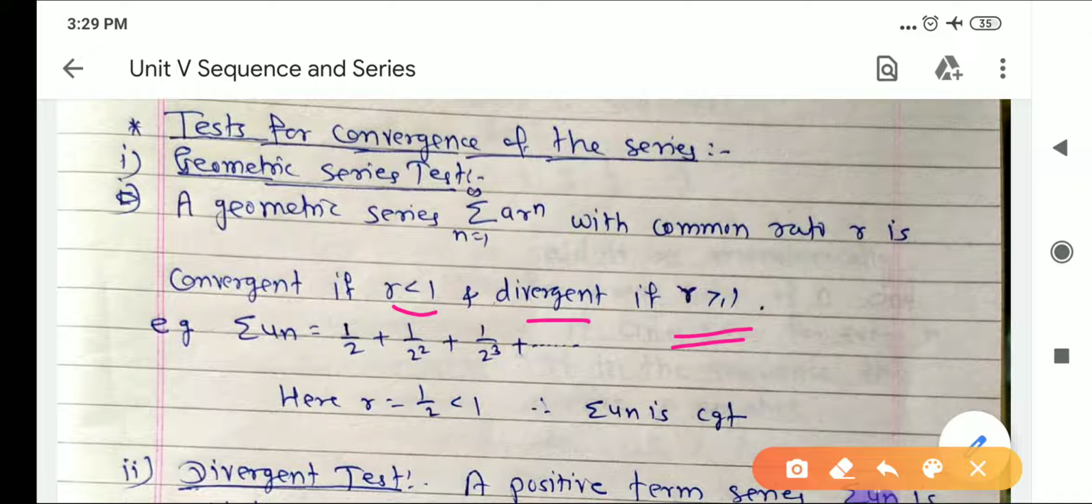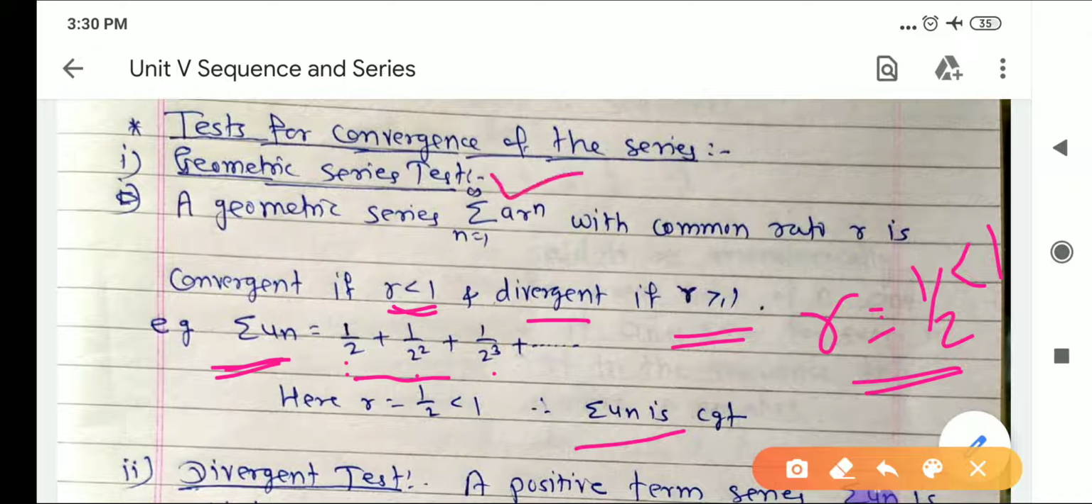For example, the series un equal to 1 by 2 plus 1 by 2 square plus 1 by 2 cube plus and so on. This is a geometric series, yes or no? In each term 1 by 2 is present, so 1 by 2 is the common ratio here. What is the value of r? r equals 1 by 2, and is 1 by 2 less than 1 or greater than 1? 1 by 2 means 0.5, which is less than 1. So the common ratio is less than 1. Therefore, the series un is convergent using the geometric series test. Using this test we can directly write the nature of this series, that is convergent.